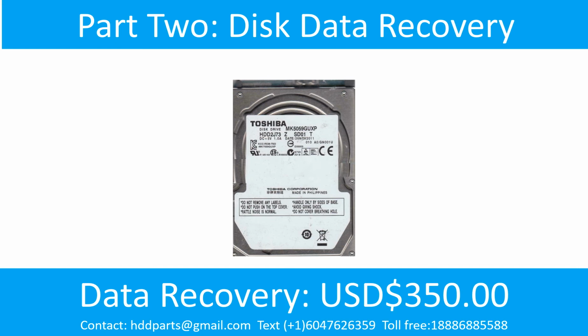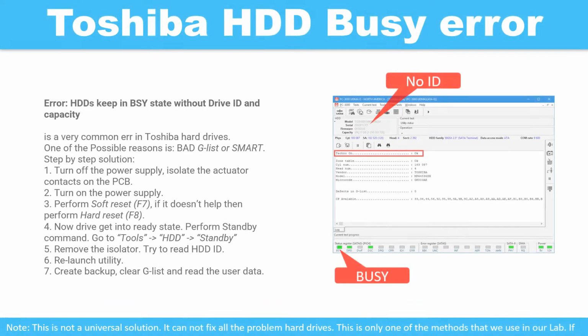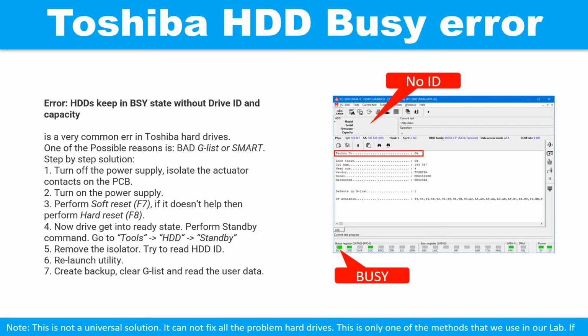Part 2. Disk Data Recovery. Toshiba hard drive busy error. Hard drives stay in a busy state without drive ID and capacity. It's a very common error in Toshiba hard drives. One of the possible reasons is bad GDIST or SMART.